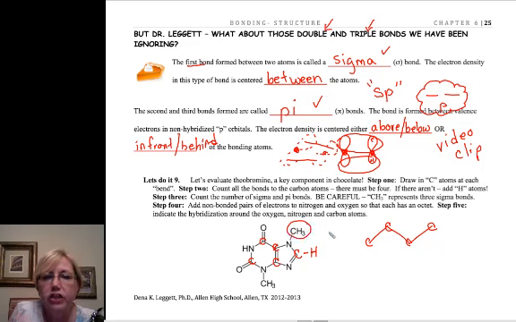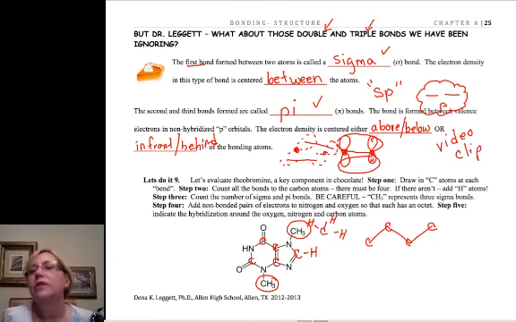Now, this CH3, you want to be careful because it represents a carbon with 3 hydrogens attached to it. So that would represent 3 sigma bonds there. Likewise, this is going to represent 3 sigma bonds. So let's first count our sigma bonds.